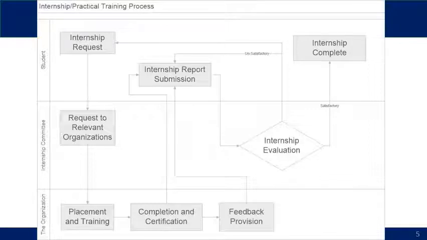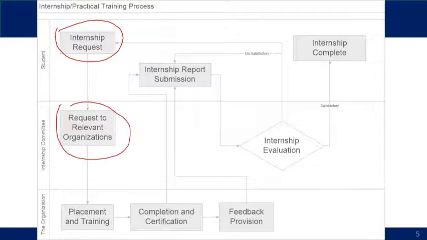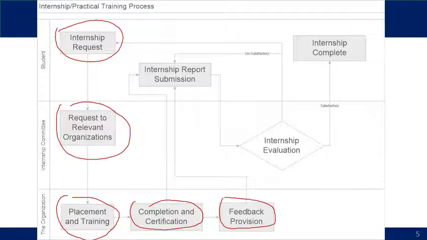So here is a simple mechanism of the internship or practical training program process at the Department of Software Engineering. As you must be well aware, you make the internship request at the start of the process, and then internship letters are issued to your desired organization. And at the organization, you have to complete a minimum of 6 to 8 weeks of training, and then you have to acquire a completion certificate from your employer along with the feedback provided on a specified feedback form.